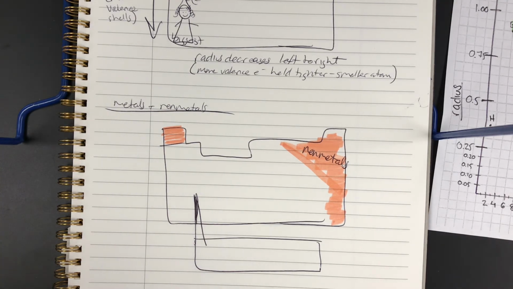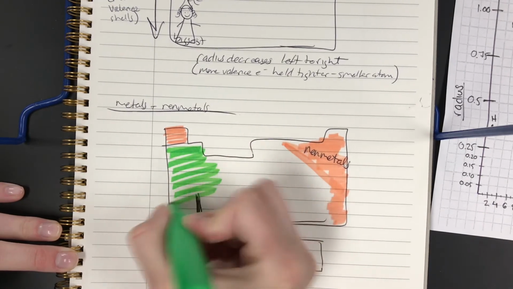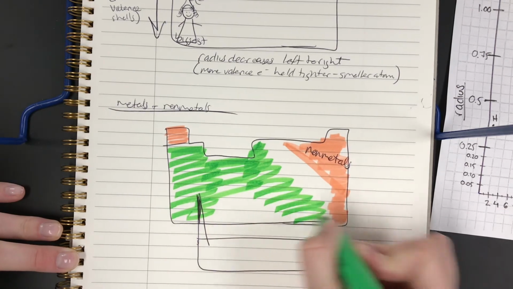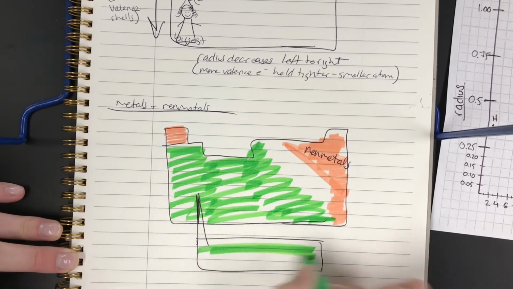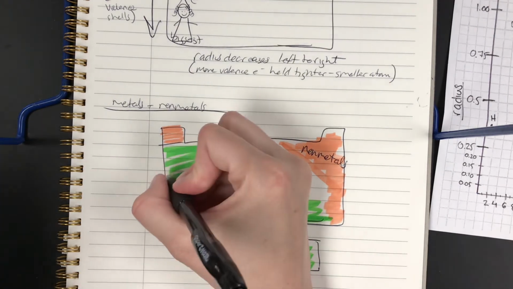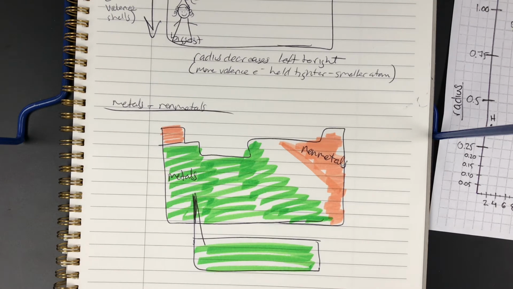Okay, now we have the metals. These are all the metals. That's a lot. Yes, you're absolutely right. It's a lot. Most of the periodic table is metals. That's a good thing to remember.